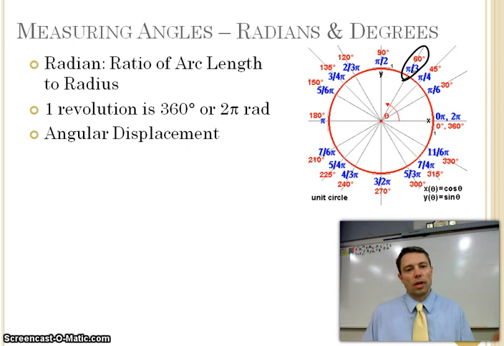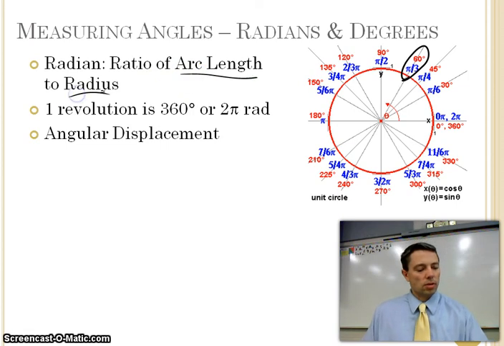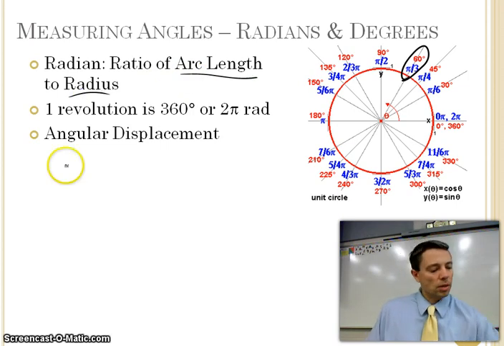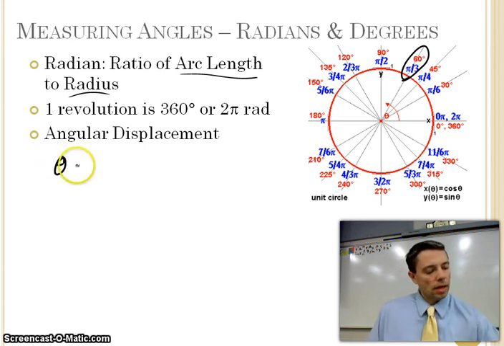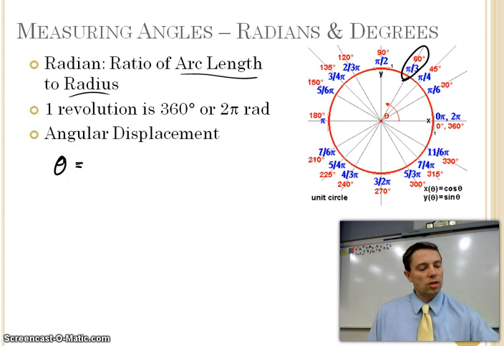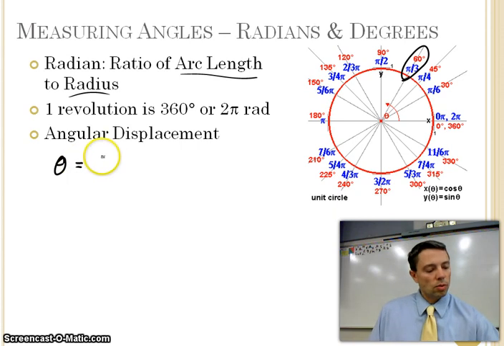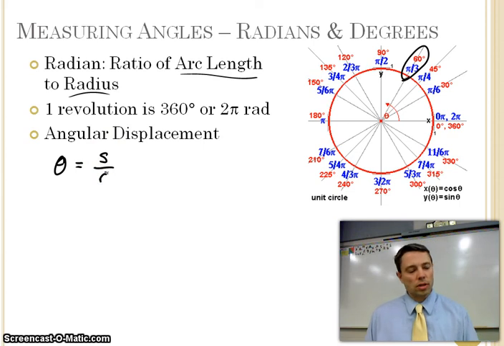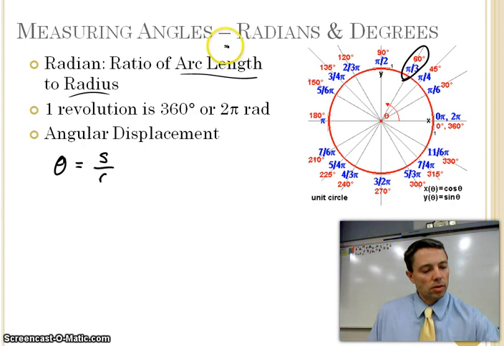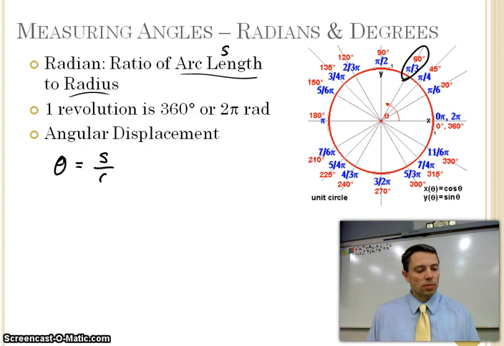What is a radian? A radian by definition is an arc length to radius ratio. So what does that mean? Well, it means that an angle, and we always use theta to describe an angle, measured in radians is equivalent to the arc length over the radius. S usually represents arc length, where R is the radius.